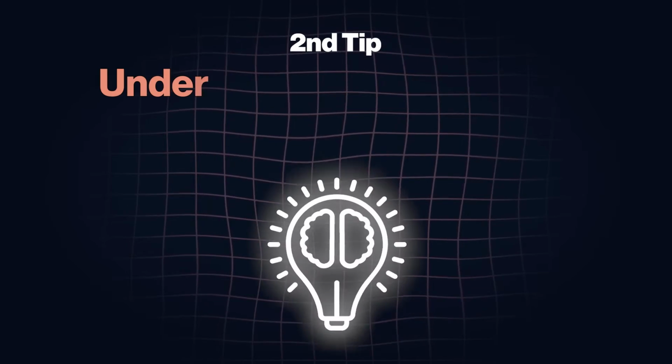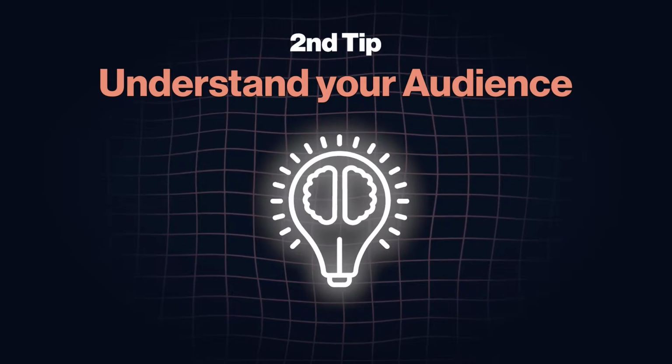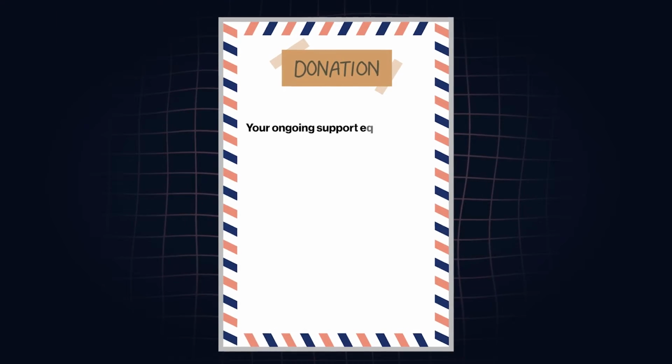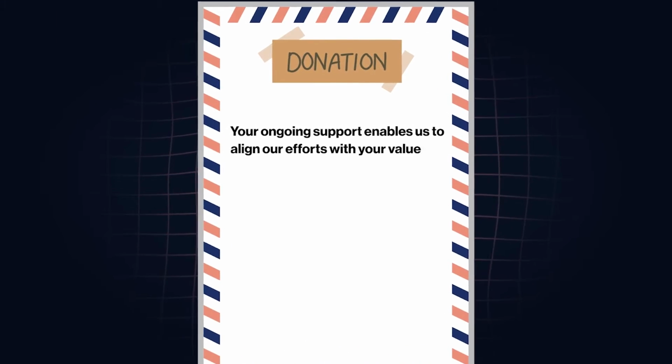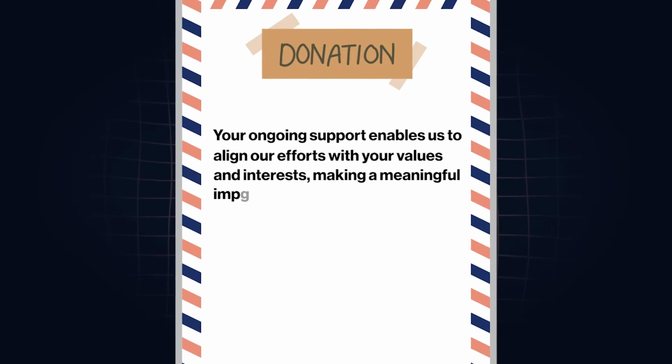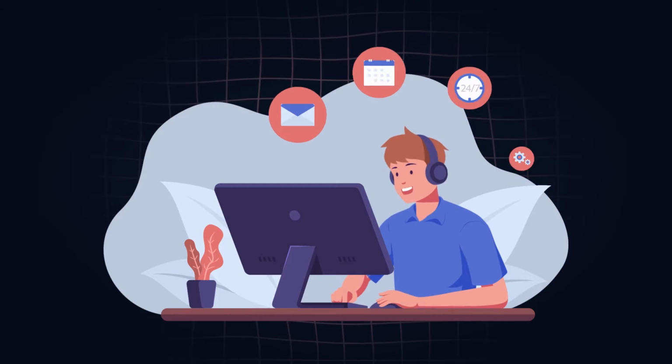Our second tip is understanding your audience and who you're writing to. Once you know who your supporters are, you can tailor your letter to connect to them. So you could write something like, your ongoing support enables us to align our efforts with your values and interests, making a meaningful impact on our community. You should always ensure you understand your audience's interests by telling them the organization's history, or even consider different ways of communicating with them to ensure your point is heard.